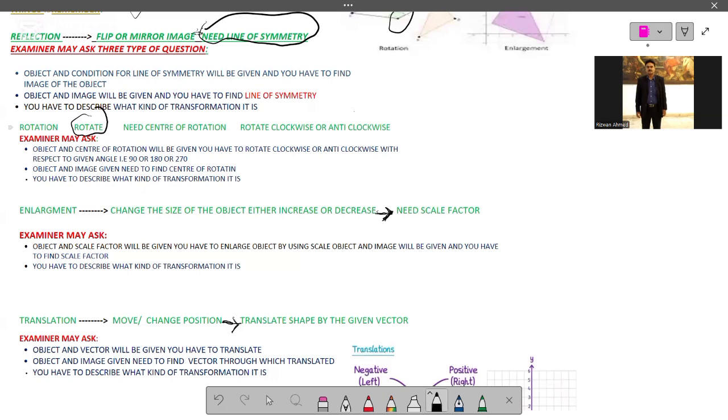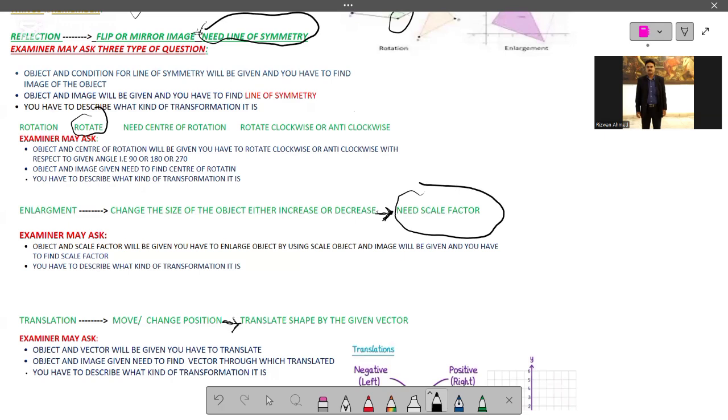So what about the enlargement? Enlargement means change the size of the object. The size might be increased or might be decreased, but the shape of the image and object will be the same. And for enlargement, we need a scale factor. That is very, very important.